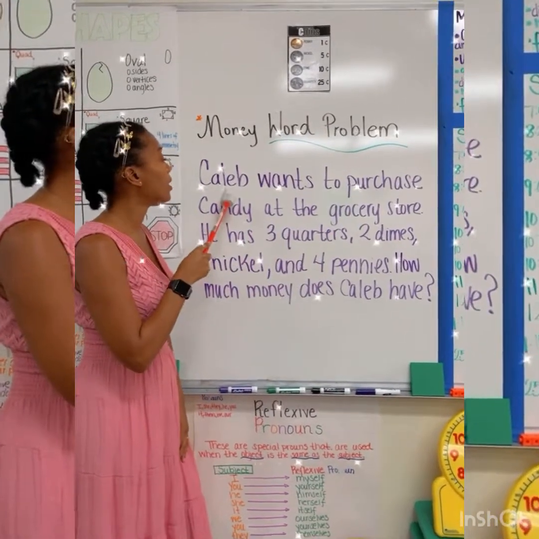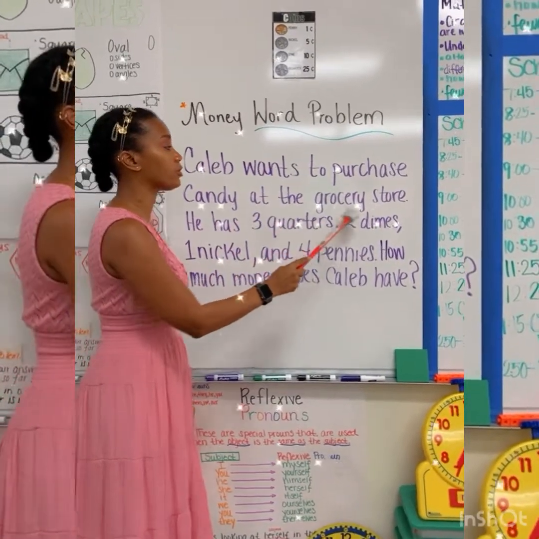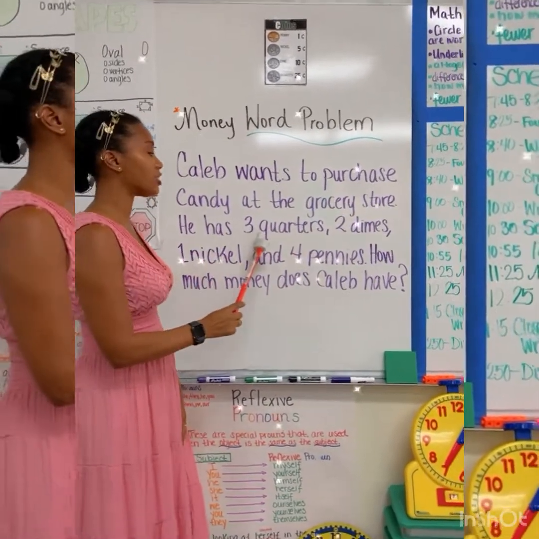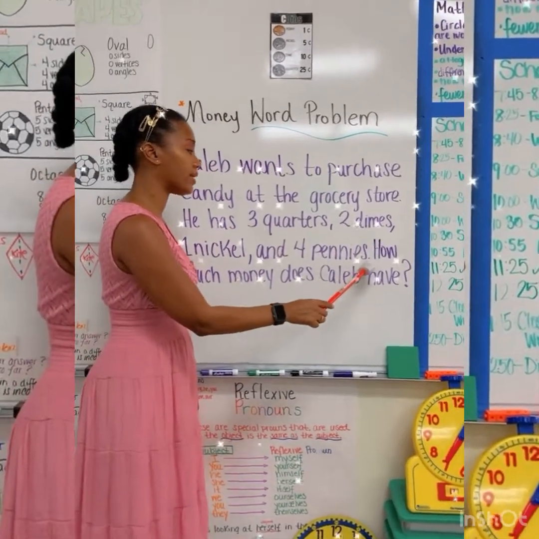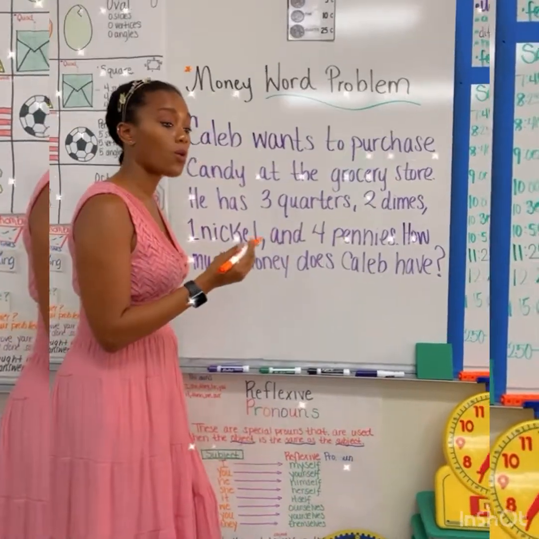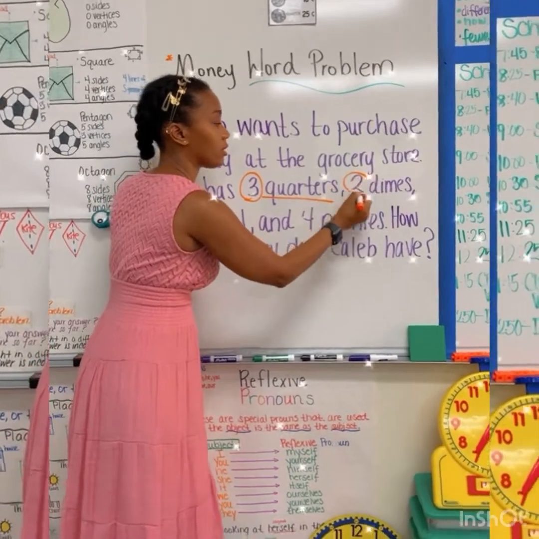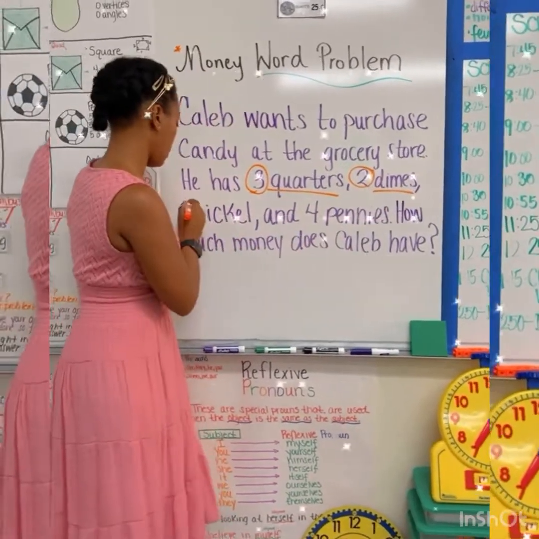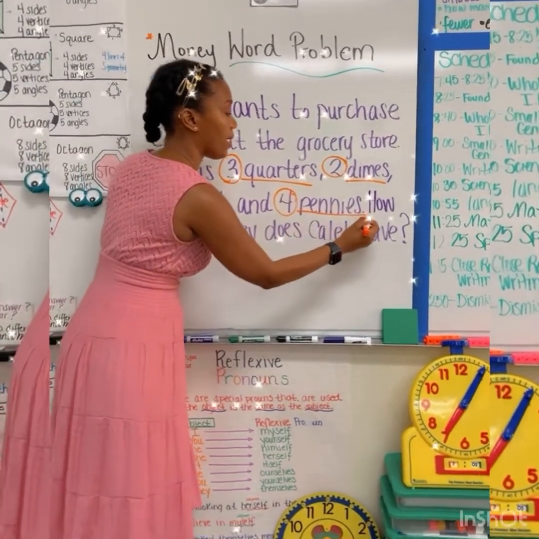Here we go. Caleb wants to purchase candy at the grocery store. He has 3 quarters, 2 dimes, 1 nickel, and 4 pennies. How much money does Caleb have? So we are working with 3 quarters, 2 dimes, 1 nickel, and 4 pennies.